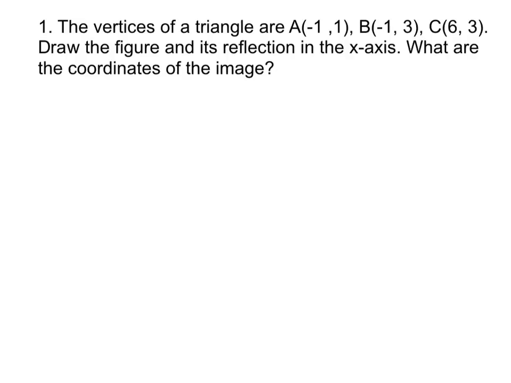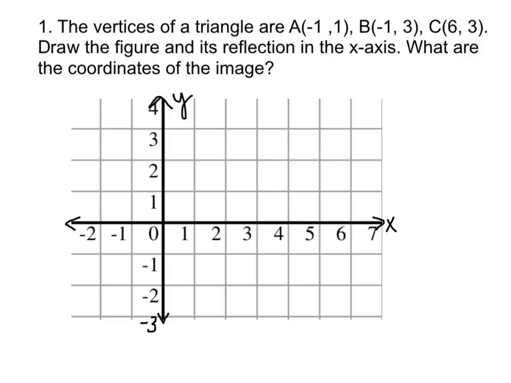We are going to do 2 examples. Here's example 1, and you must write this down. The vertices of a triangle are the following 3 points. A is negative 1, 1. B is negative 1, 3. And C is 6, 3. Draw the figure and its reflection in the x-axis. What are the coordinates of this image? So you are going to need to graph this. You don't need graph paper, just make a rough graph on your notes.